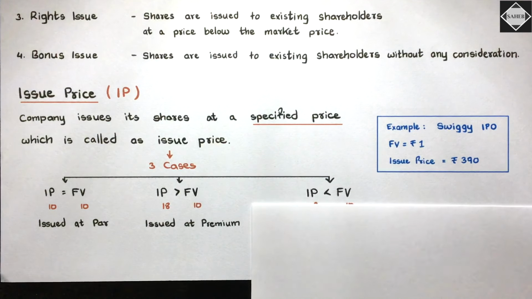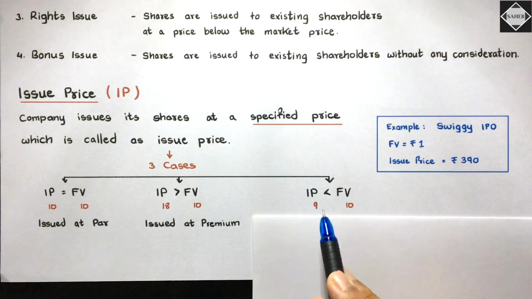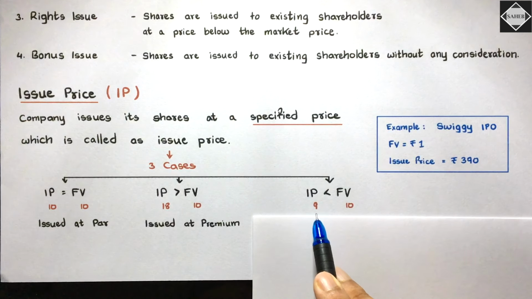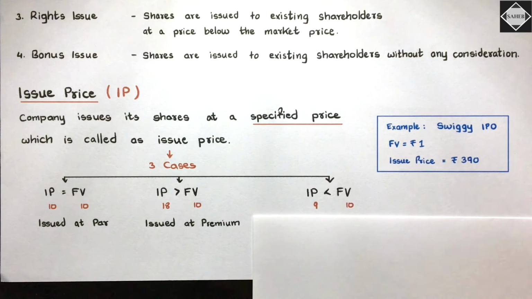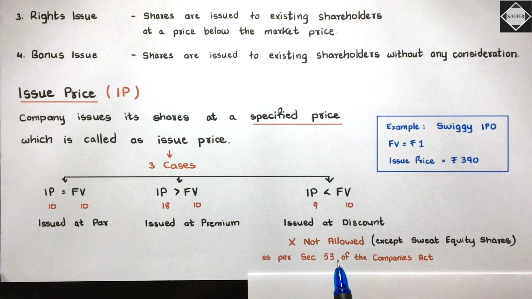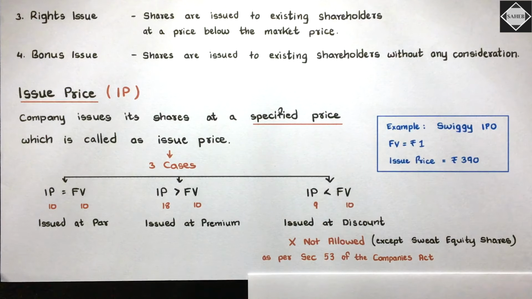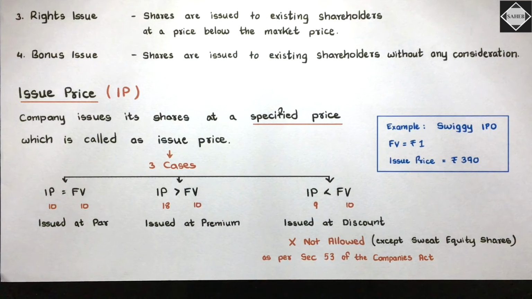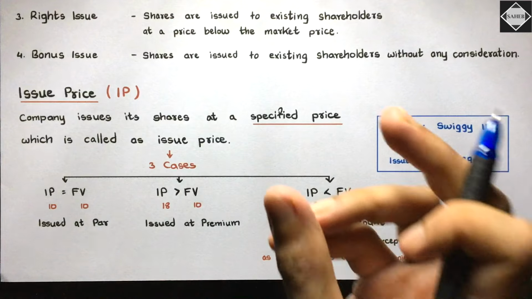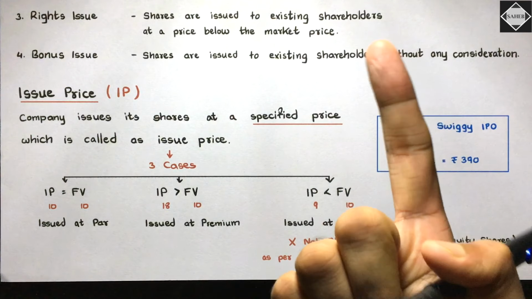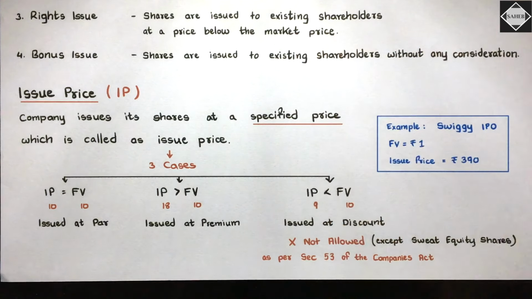And then there is the third case, which is not allowed. Face value is 10, but the issue price is less than that, 9 rupees. This is not allowed as per Section 53 of the Companies Act. You cannot issue shares at a discount, except sweat equity shares. Now you'll ask me, what are sweat equity shares? Sweat equity shares are shares issued to employees and directors of the company at a discount. That is allowed. It is a different thing. Simple and straightforward. I think you have understood this, right?